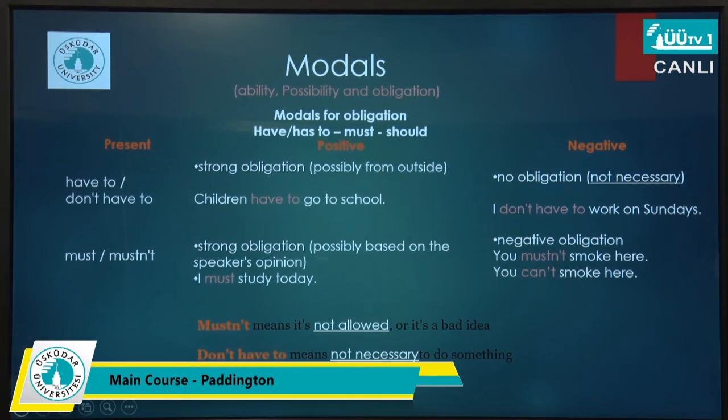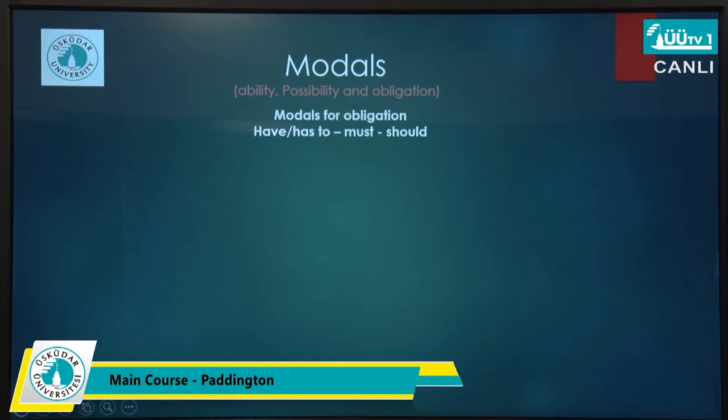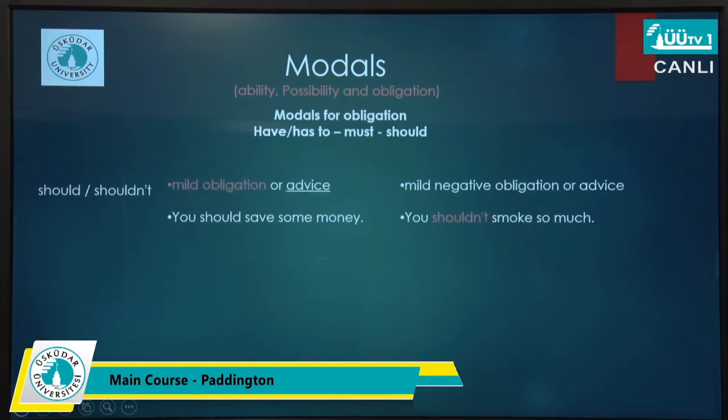Let's continue with the more mild version of obligation. Sometimes you want to give a suggestion, a piece of advice to someone. So when you want to give advice or suggestion to someone, you use mild obligation in both positive and negative, which is should. You should save some money. That's a kind of suggestion or recommendation. No pressure and no obligation at all. And in negative, you shouldn't smoke so much. Again, that's a kind of recommendation or suggestion from a friend.